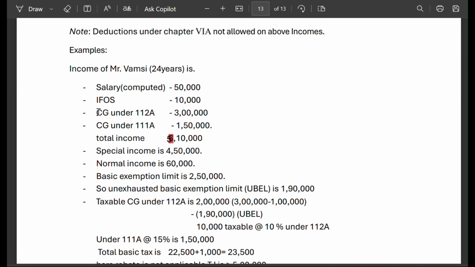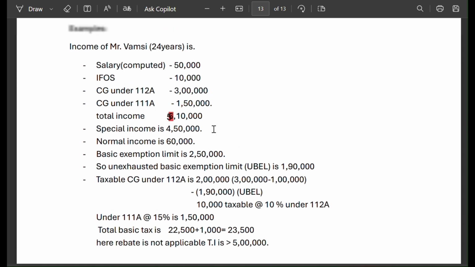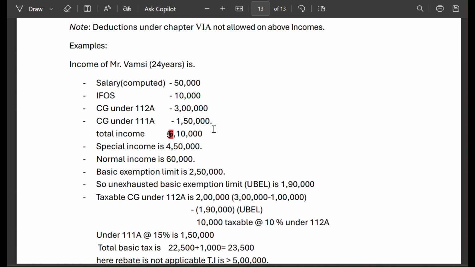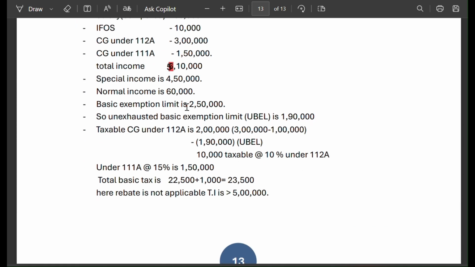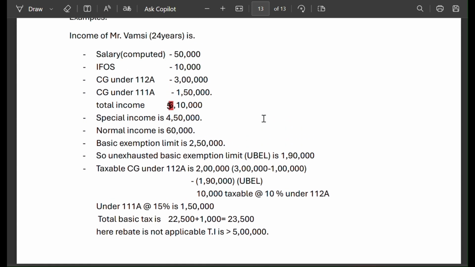These are called special incomes because they are chargeable at separate tax rates. And normal income is 60,000, that is salary plus income from other sources. The basic exemption limit for a person of 24 years, less than 60 years, is 2 lakh 50 thousand. So the amount after deducting the normal income is the unexhausted basic exemption limit, that is 1 lakh 90,000. 2 lakh 50,000 minus 60,000 is the unexhausted basic exemption limit.